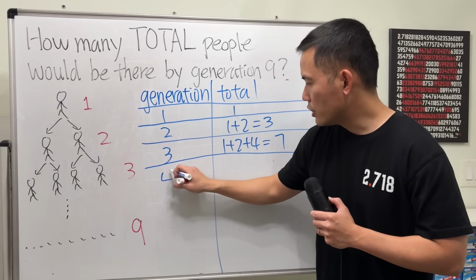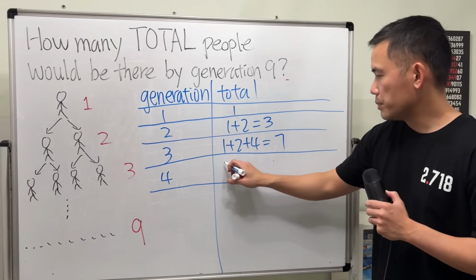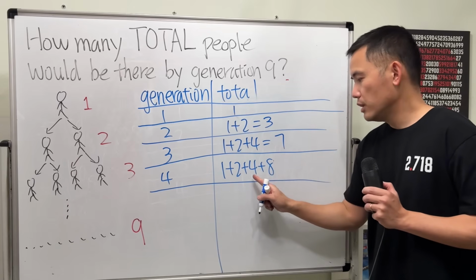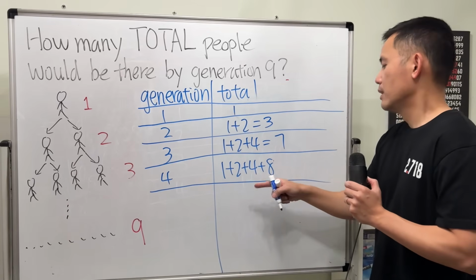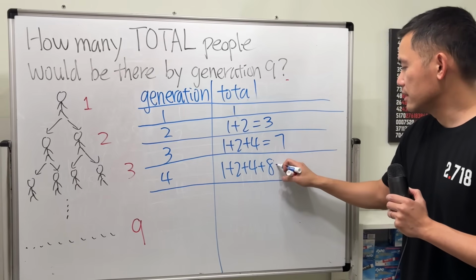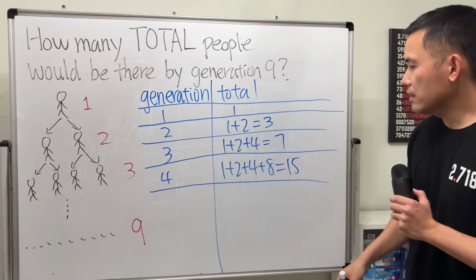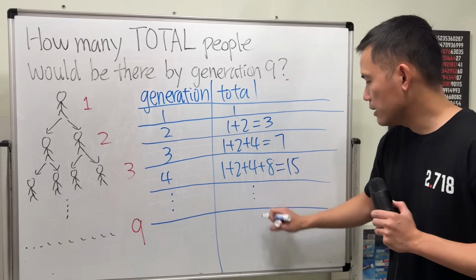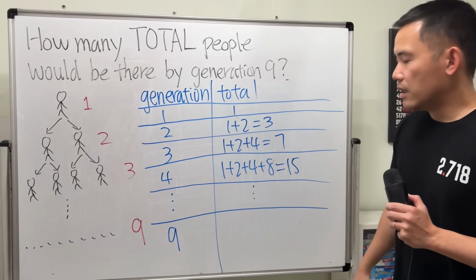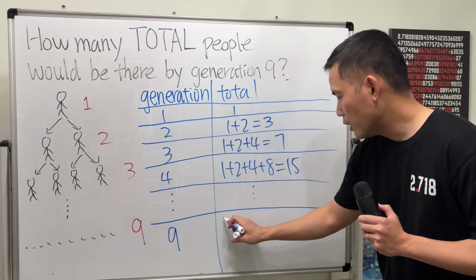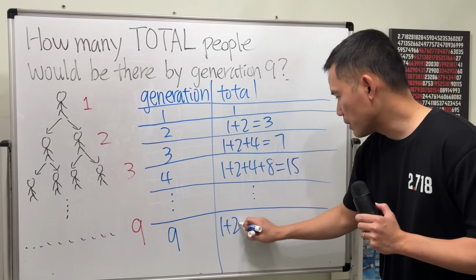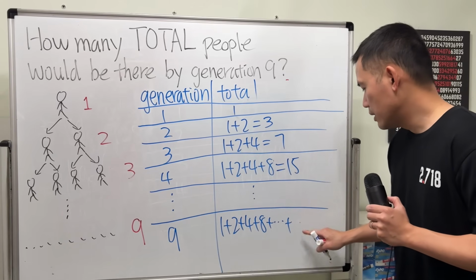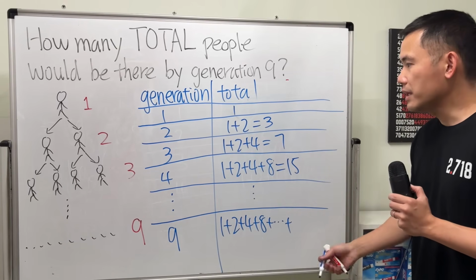And the fourth generation, this will just be 1 plus 2 plus 4 plus 8. Because each of these will give you 2 more. So you double that, so that's 8. Add them up, you get 15, and so on, so on, so on. What we want to get to is 9. So by generation 9, we are looking at 1 plus 2 plus 4 plus 8 plus dot dot dot up to the last number here. What is it though?